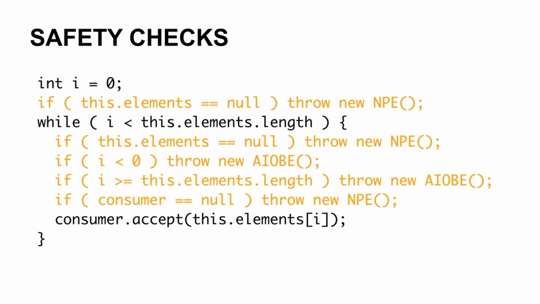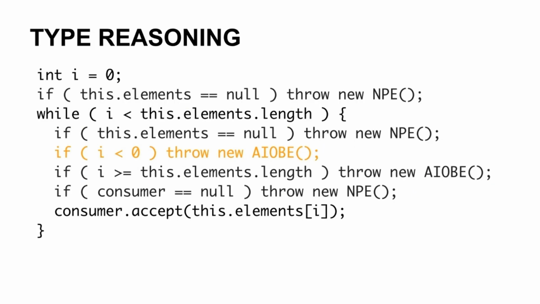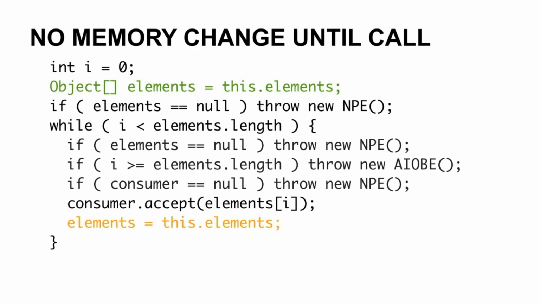All of these checks are implied. We don't have to write them, but one way or the other, the VM has to do them. Hopefully it can prove most of them away. Let's see how that would work. First off, we can determine the type of i is between 0 and the integer max length. And we can use that to say that if i is less than 0 is never true, and we can get rid of that check. That one's easy because it's a local variable. We can also observe that memory doesn't change up until the point of the call, when we call consumer accept at the end of the loop.